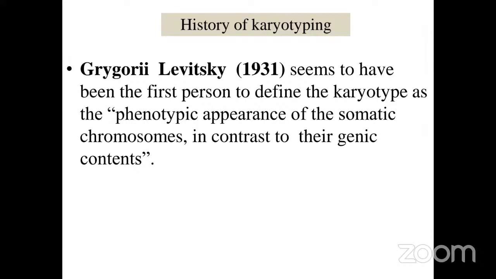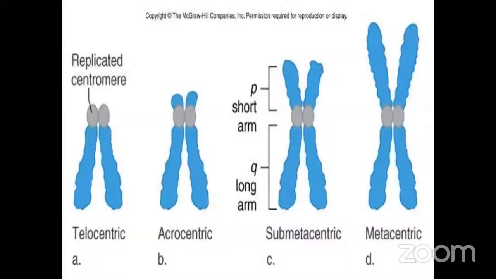Then Levitsky was the first person to define the karyotype as the phenotypic appearance of the somatic chromosomes, in 1931. Here we can see the different forms of chromosomes. I told you that karyotype is where you can study the shape, the structure, and the location of the centromere. Centromere means the position or center where the chromatids are attached.